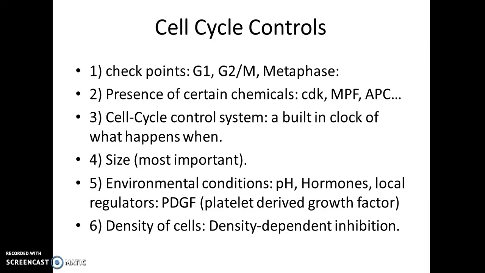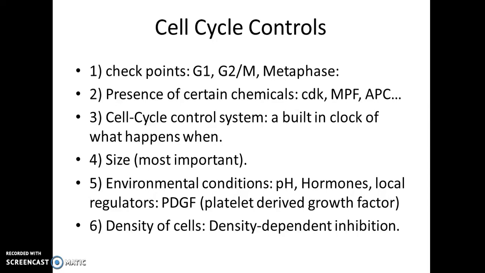Environmental conditions, which is number 5, like pH. Hormones. Hormones can increase the cell division sometimes, right? Local regulators, PDGF, platelet-derived growth factor, will actually increase cell division so that you can heal after a wound. So the platelets are the things that help blood clot. They can release PDGF when they get to the site of a wound, and when that happens, the cells can divide quicker to heal your wound.